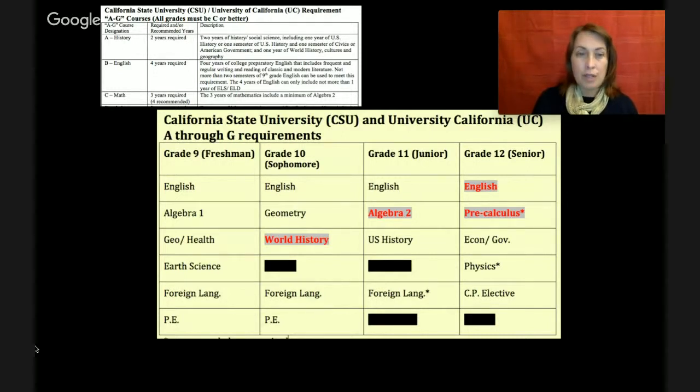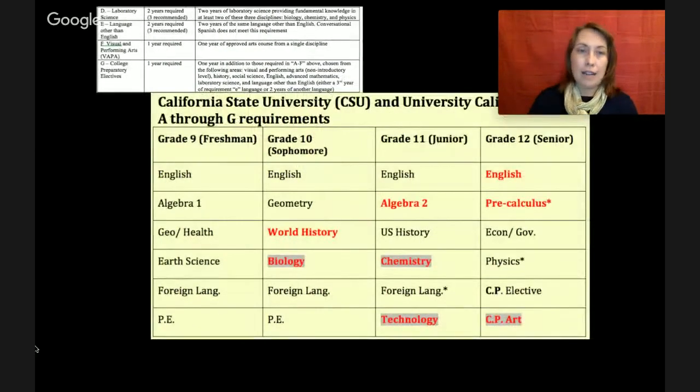So you'll notice that I have for 9th grade Algebra 1, 10th grade Geometry, 11th grade Algebra 2, and that's all you have to do, but I'm recommending you also take pre-calculus, trigonometry, something like that. So anything with that little star, which is called an asterisk, that is a suggestion, but I say go for it.